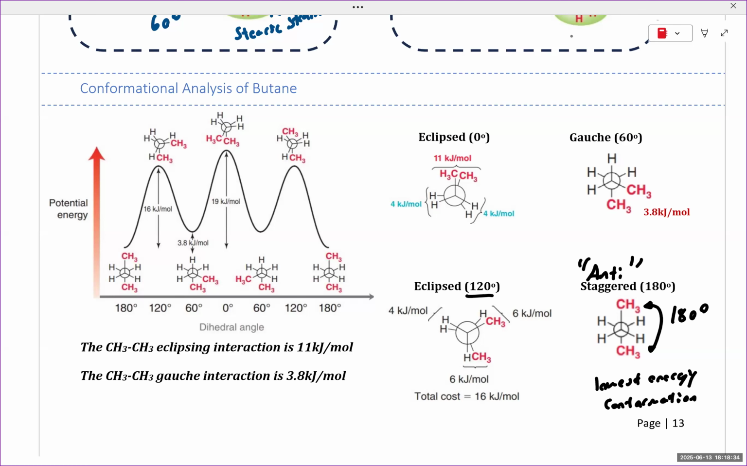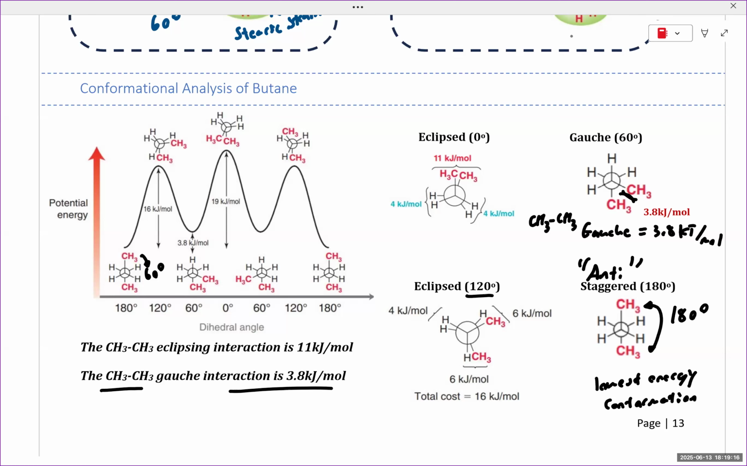If you have to take a guess for your lowest energy conformation, you're going to place your largest substituents separated 180 degrees. Rotating our carbon-carbon bond 60 degrees, we get the gauche conformation, which has this methyl-methyl steric interaction that we call a gauche interaction, specifically a methyl-methyl gauche interaction, which is about 3.8 kilojoules per mole of strain. A methyl-methyl gauche interaction costs you about 3.8 kilojoules per mole of steric strain.